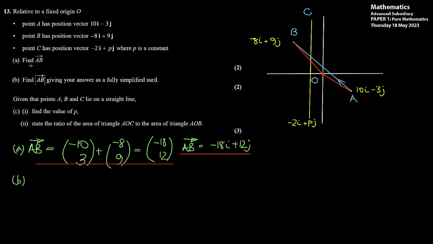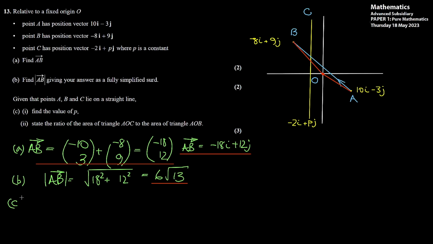Part B, they want the magnitude of this. So we just do the Pythagorean relationship between 18 and 12. So the magnitude of AB is equal to the square root of 18 squared plus 12 squared. Given that we're squaring, I can ignore the negative sign here. And we've been asked to present this as a fully simplified surd. And if you do the maths on that, you get 6 root 13. So there's the answer to part B.